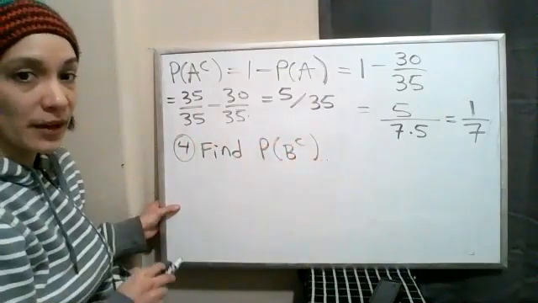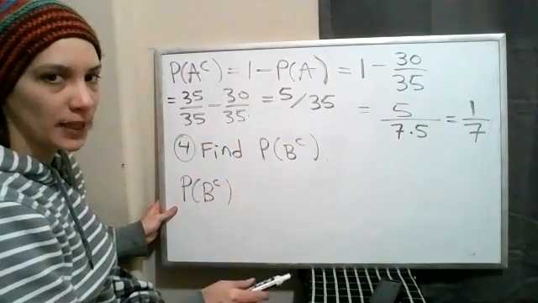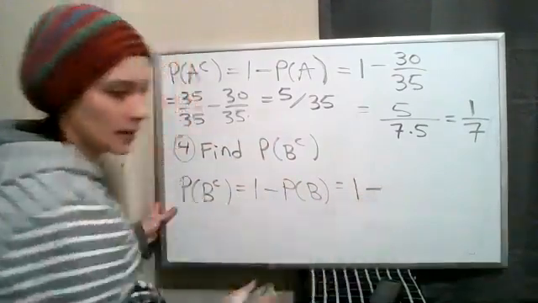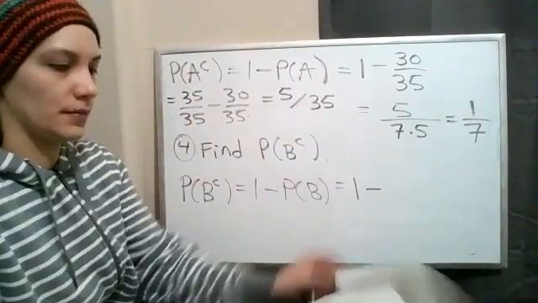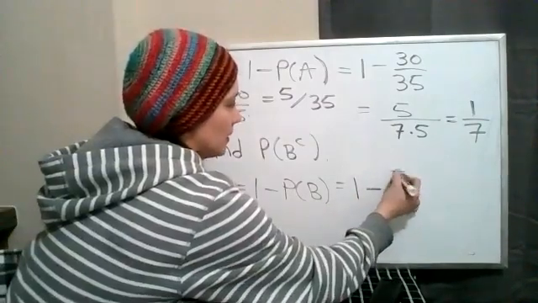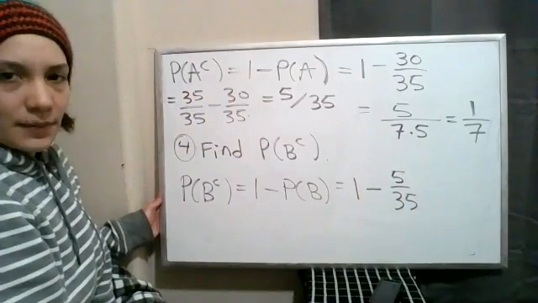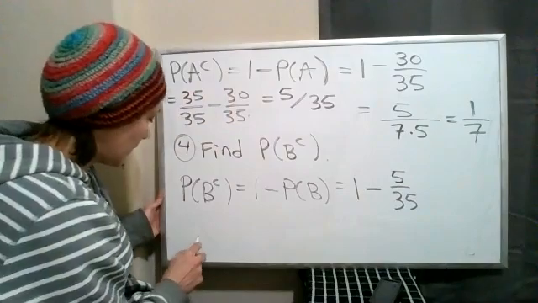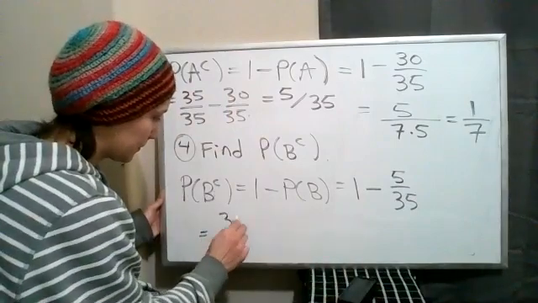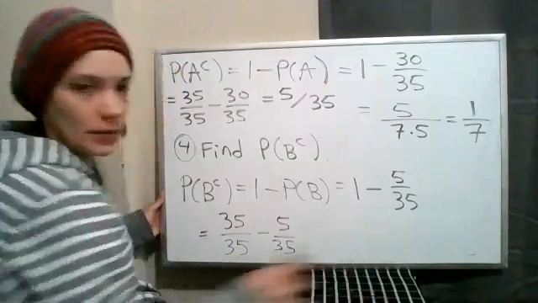Cool. The probability of B complement is equal to 1, and then subtract the probability of B. Take 1, subtract 5 out of 35. That total for B out of the total for S. And we can work it through this again. 35 over 35 is 1. So 30 out of 35.